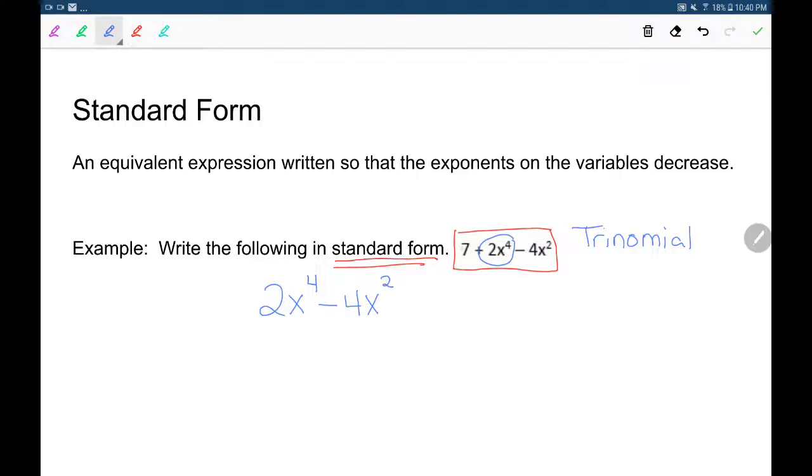And then the last thing, I have the 7. I just have to use my brain a little bit here. I see that this is a positive since there's no negative sign there. So in order to attach it, I'm going to bring down a plus 7. So now my polynomial is written in standard form. It goes from the highest exponent down to the lowest. So my exponents are written in descending order.